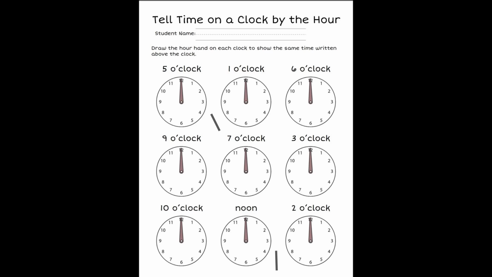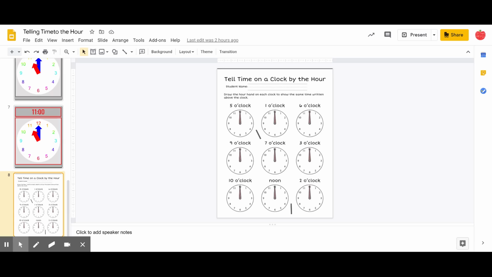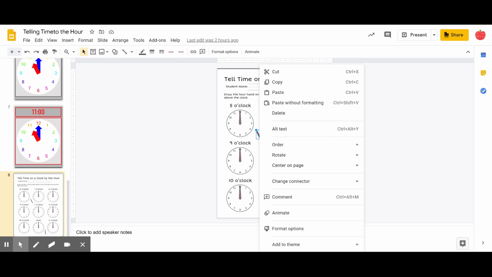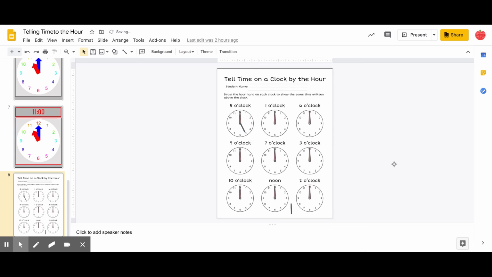The first one reads 5 o'clock. Okay, so as you can see on my worksheet, I drew the line. You may use the scribble tool, which is up here, or you can use the line. I chose to draw a line because that is easier for me. So when I want to show 5 o'clock, I'm actually just going to draw my line like that. And now you can see that my clock reads 5 o'clock.